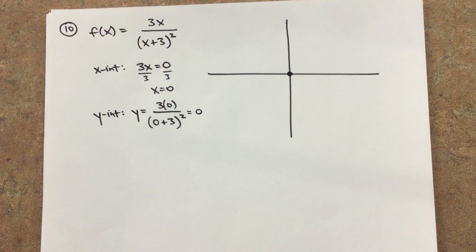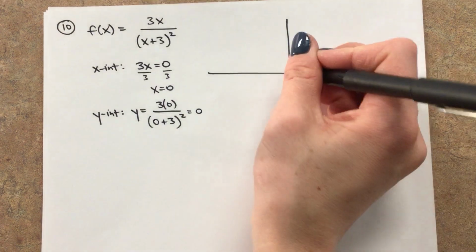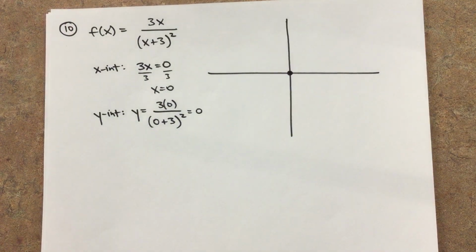So that's my y-intercept. A lot of times you'll have a different x-intercept and y-intercept, but here they both happen to be at the origin. So we just have one point right here. That's the x-intercept and y-intercept.